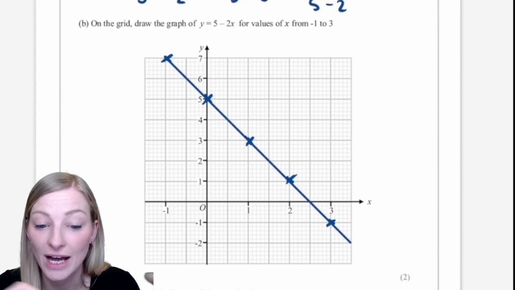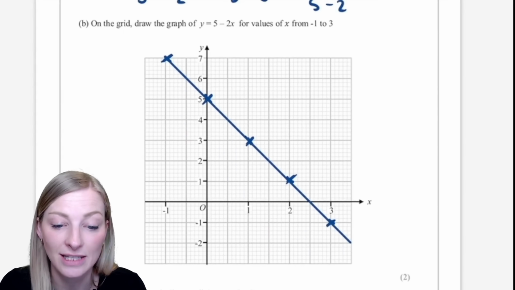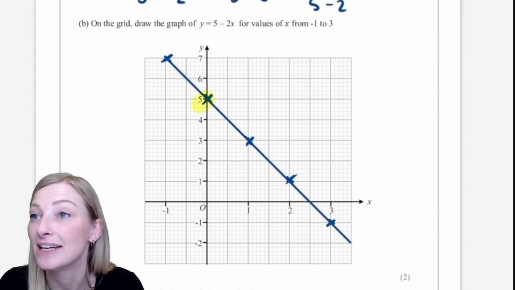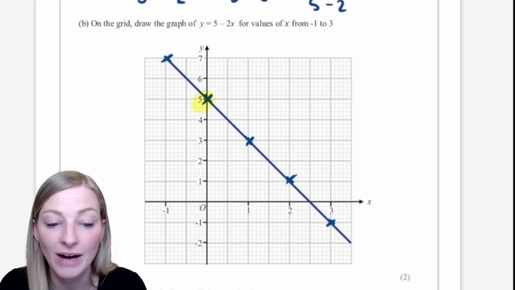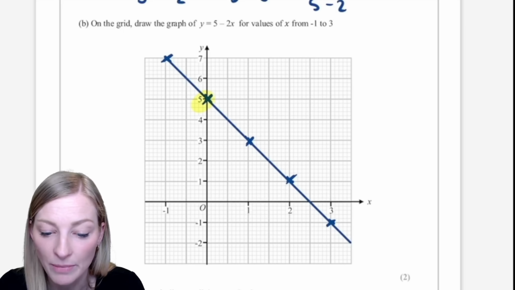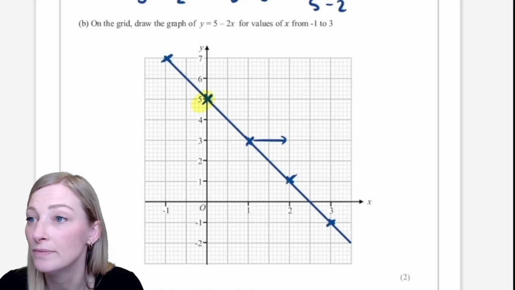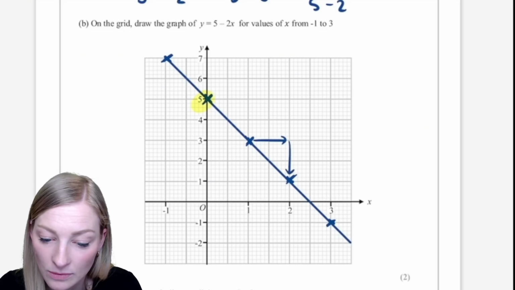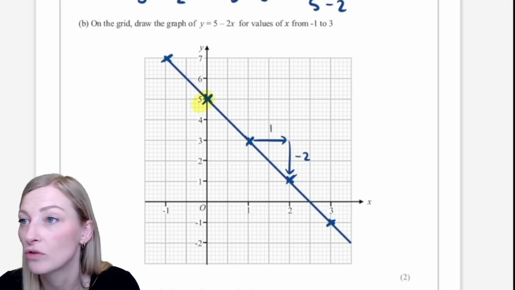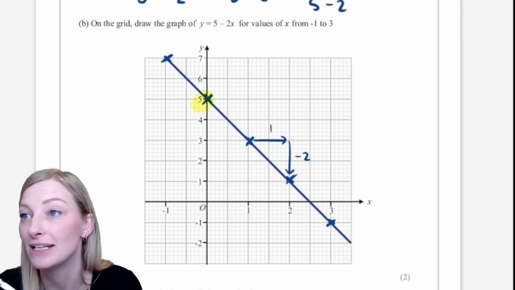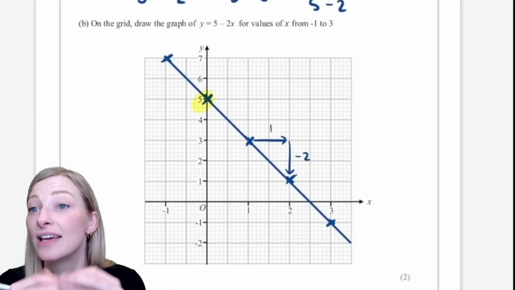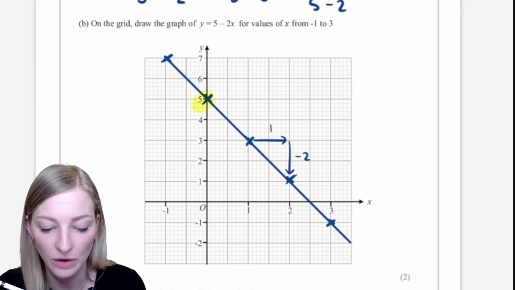Now we can look at two things on that graph. I can see that the y-intercept is 5, and I can see that the gradient is minus 2, because every time we went across by 1, it went down by 2. So 1 across, minus 2 means that the gradient is minus 2. The gradient is, for every 1 across, what happens to the line.